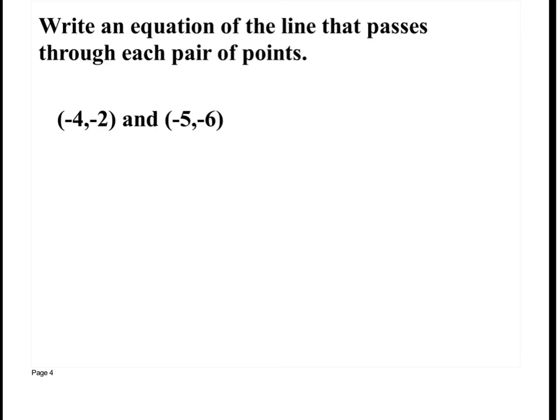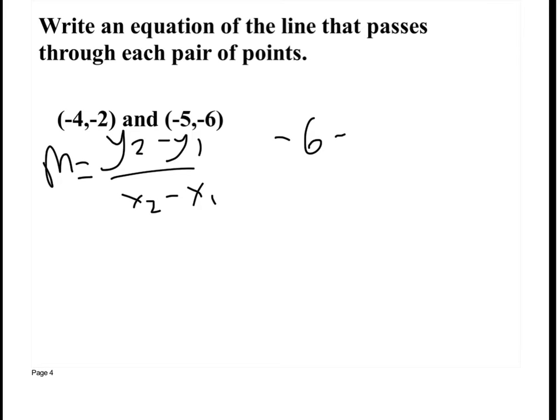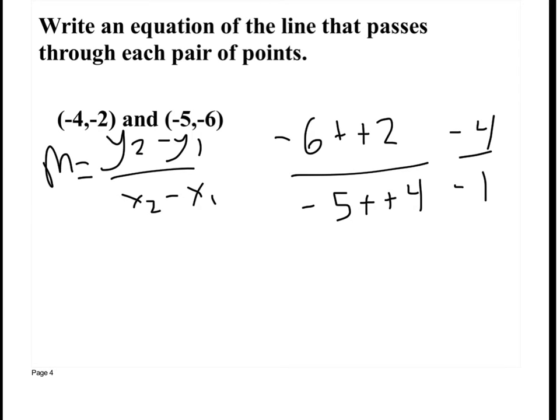All right, write down the points -4, -2, and -5, -6. They gave us 2 points again, so I have to find my slope, my m, first. Here's the equation: y2 minus y1 over x2 minus x1. So go -6 minus -2 over -5 minus -4. That gives me -4 over -1. So my m is positive 4.